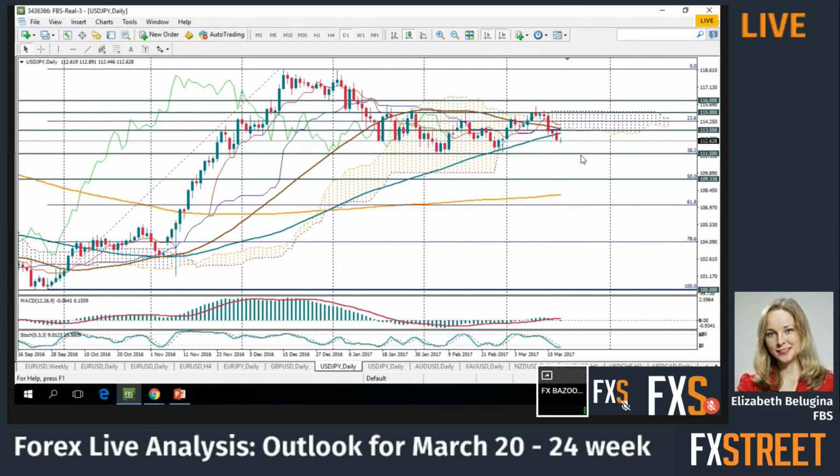But I think that this week we are vulnerable for a bigger decline, and the target of this decline lies at the level of 111.50. This is the Fibonacci level, and this also is the level of February minimums.